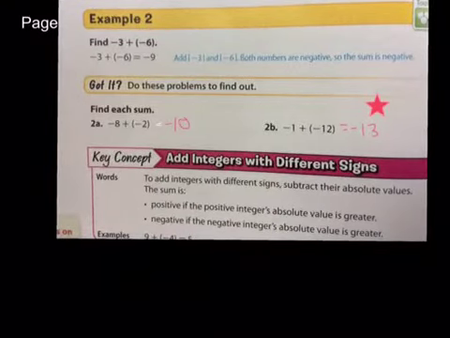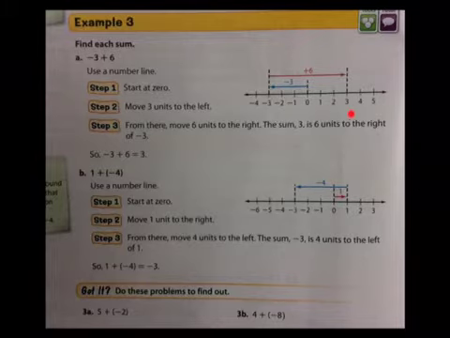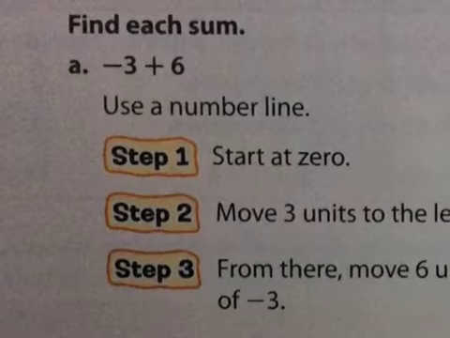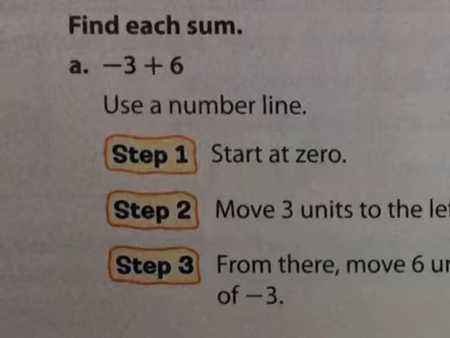Let's go to example 3. For example 3, we're going to use the number line as well again. But now this time we are working, as you can see right here, with positive and negative. Okay, so we're really looking for the difference of values between the -3 and the +6. Really, that's what we're looking for.